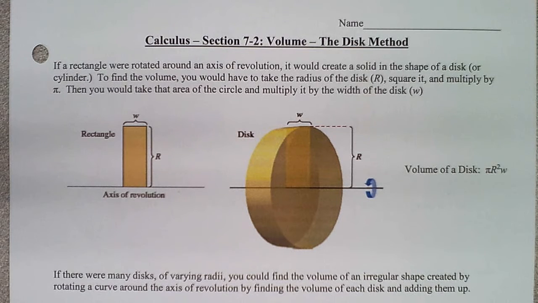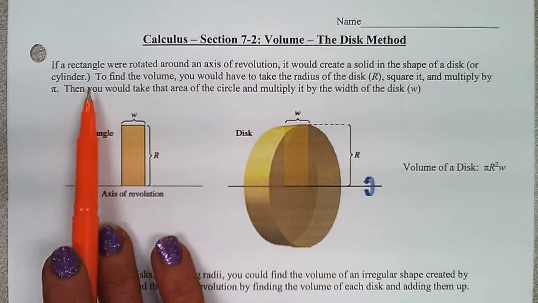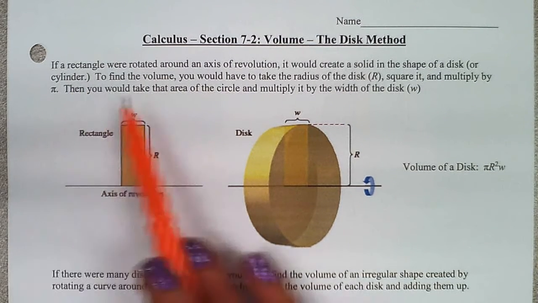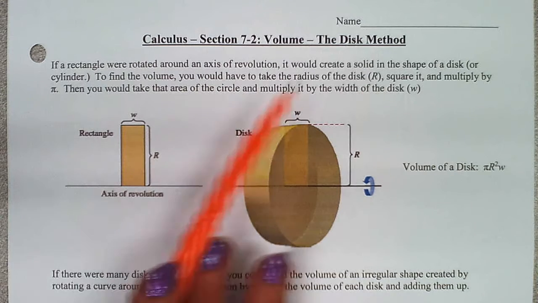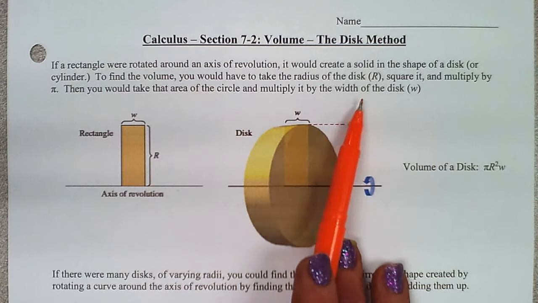All right, so it says if a rectangle were rotated about an axis of revolution, it would create a solid in the shape of a disk or a cylinder. To find the volume, you'd have to take the radius of the disk, r, and square it and multiply it by pi. Then you would take that area of the circle and multiply it by the width of the disk, W.